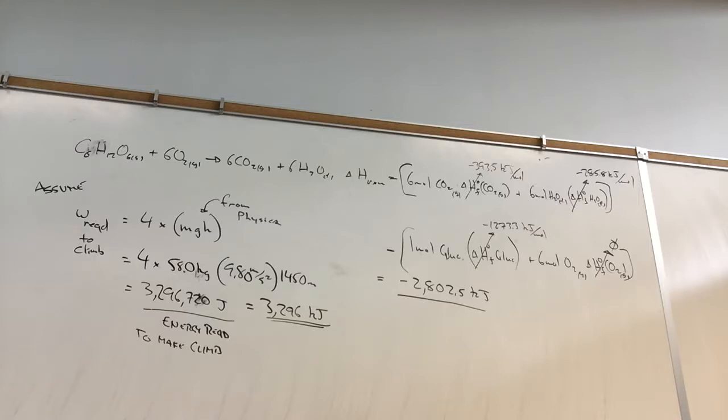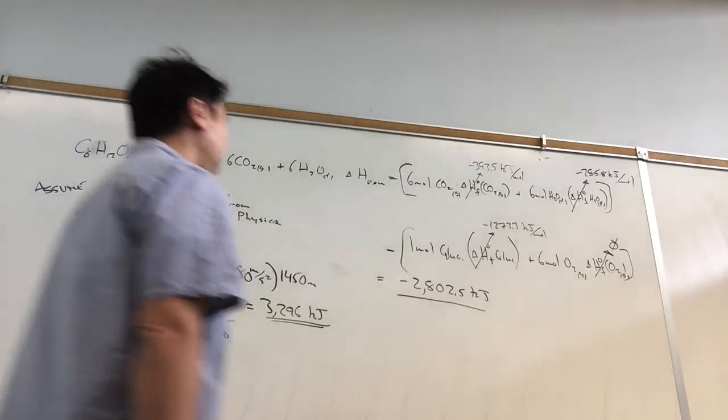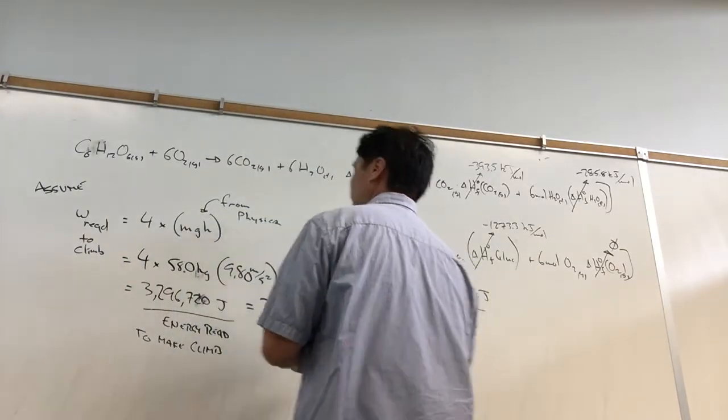Actually, we're going to need a bit more, because that's assuming that glucose gets converted into work with 100% efficiency. Unfortunately, the glucose does not get converted into work with 100% efficiency. And so this is the amount that we need. So we have to do a dimensional analysis problem using 70% efficiency. What does 70% efficiency mean?